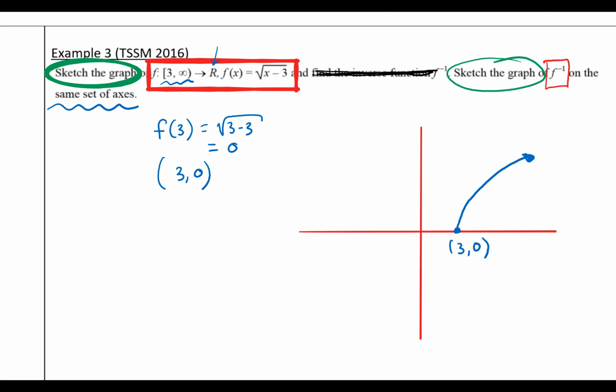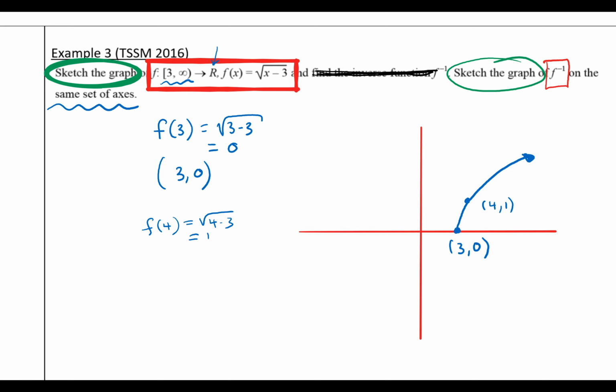Now I don't have any other critical point, so I might just find one. If I subbed in the value 4, so if I had f of 4, that would be the square root of 4 minus 3, which is 1. So I know I've also got this point, (4, 1).